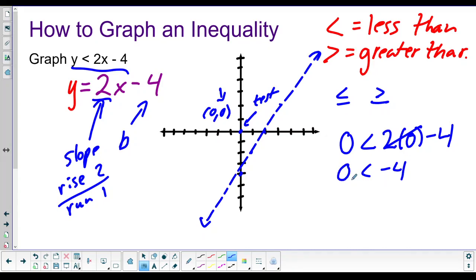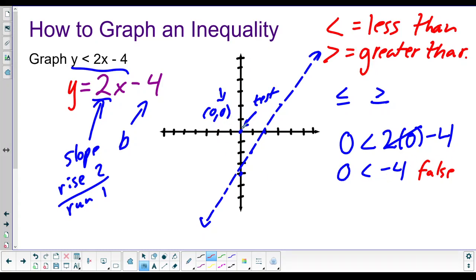Okay, never mind. Less than means more negative. Is it true that 0 is more negative than negative 4? No, absolutely not. This is a false statement. That's not true. 0 is bigger than negative 4. I'd rather have no money than owe someone $4. Make sense? So this test point fails the test, so to say, right?